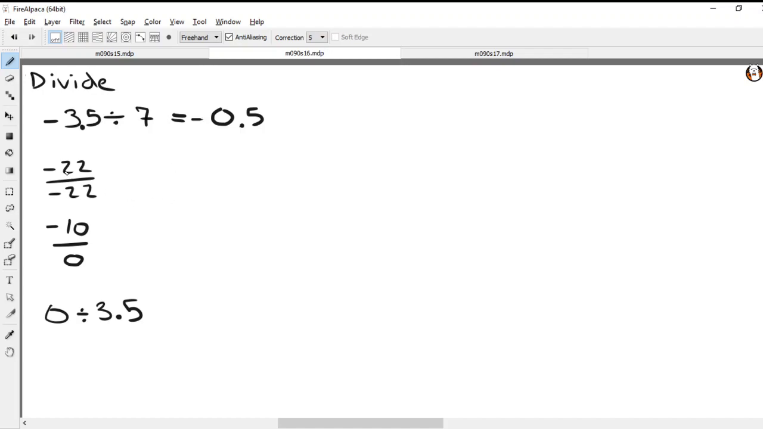Next, negative 22 divided by negative 22. Well, two negatives make a positive, and any non-zero number divided by itself is 1. So this is 1. Third, negative 10 divided by 0. Remember how I just said any non-zero number? That's because when we divide by 0, the answer is undefined.